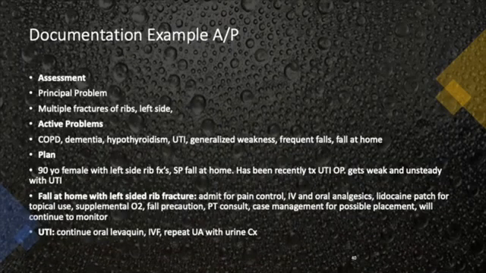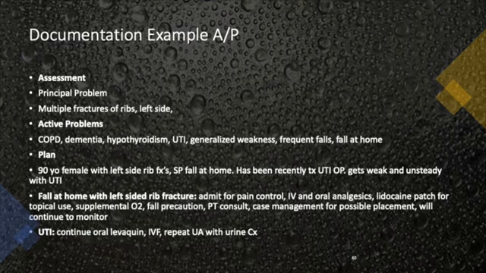Principal problem, multiple fractures of the ribs, left side. Active problems, COPD, dementia, hypothyroidism, etc. Plan, 90-year-old female with left-sided rib fractures, status post fall at home, has recently been treated for a UTI, gets weak and unsteady with a UTI. Fall at home with left-sided rib fractures, admit for pain control, IV and oral, lidocaine patch, etc.